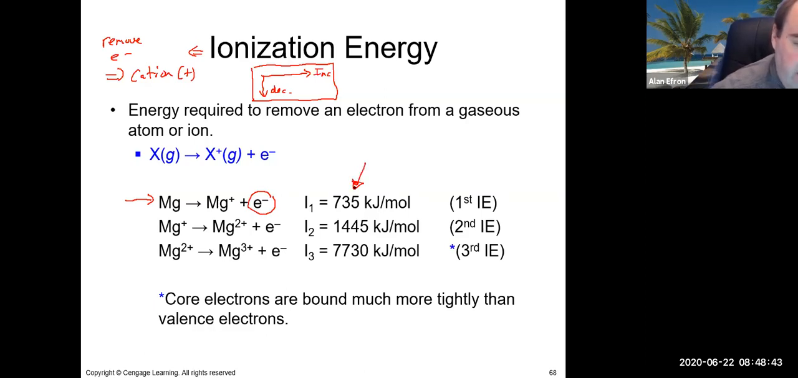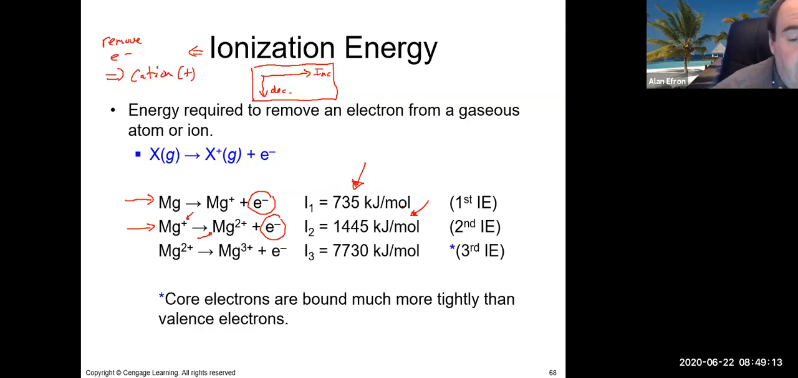And that is what is referred to as the first ionization energy for magnesium. In this particular case, it's like 735 kilojoules. Then what will happen is the magnesium that has now lost one electron and has a +1 charge will then lose a second electron and become +2. And this is what will be referred to as the second ionization energy. And that's the energy to remove that second electron.